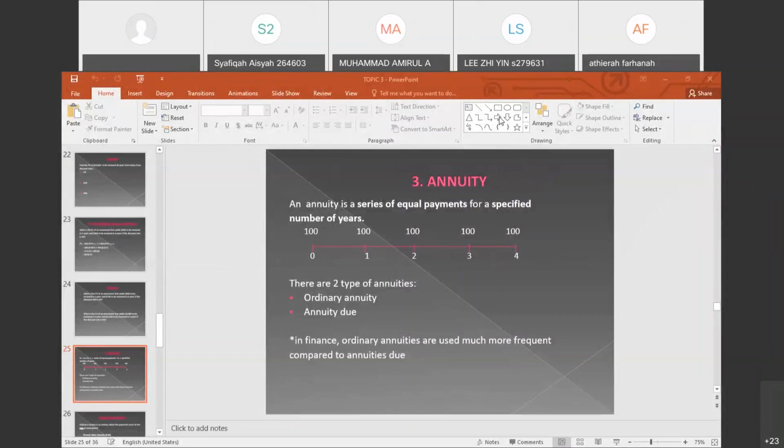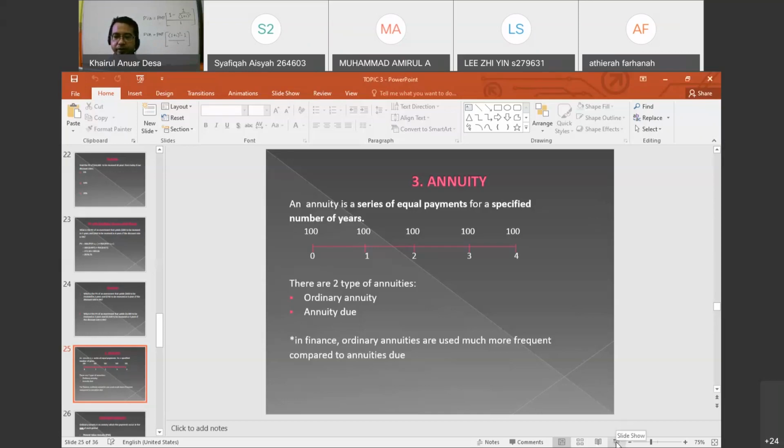Number one is the future value annuity, and the second one is the present value annuity. So you can see annuity in the two dimensions. Number one is the annuity for future value and annuity for present value. So actually, what is the annuity? An annuity is a series of equal payments for specified numbers of years.